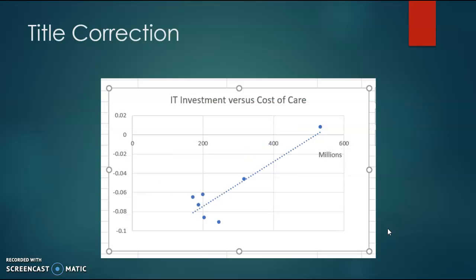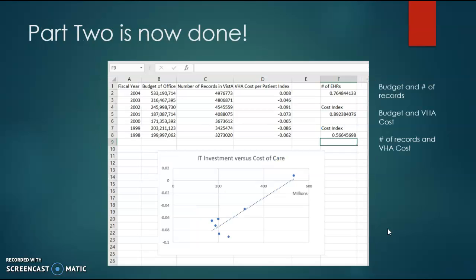And then finally, you want to correct your title just so it looks cleaner and makes more sense. So you can name it whatever you want. I just named it IT investment versus cost of care, just to make sure it makes sense to what your diagram is supposed to be representing. And now you're done with part 2. As you can see, this is what you should have so far, and that's still the same correlations calculated.